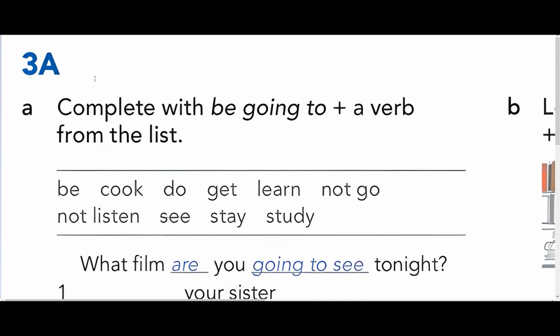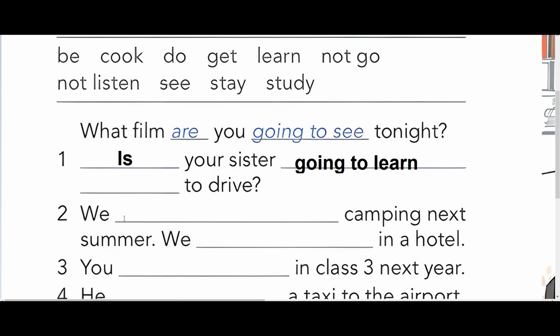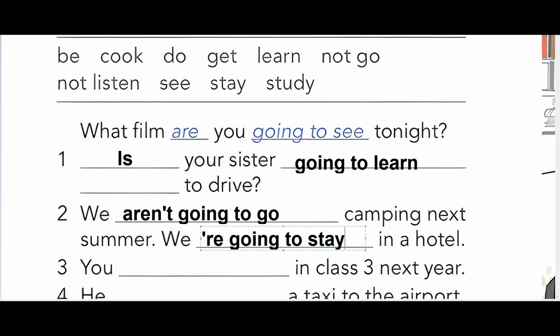It can be a little bit confusing here, but do this task and then check yourself. Now let's go 3A, complete with be going to plus a verb from the list. What film are you going to see tonight? Is your sister going to study, learn, listen, cook? No, I think learn to drive. Next is we aren't going to go camping next summer. We are going to stay in a hotel.